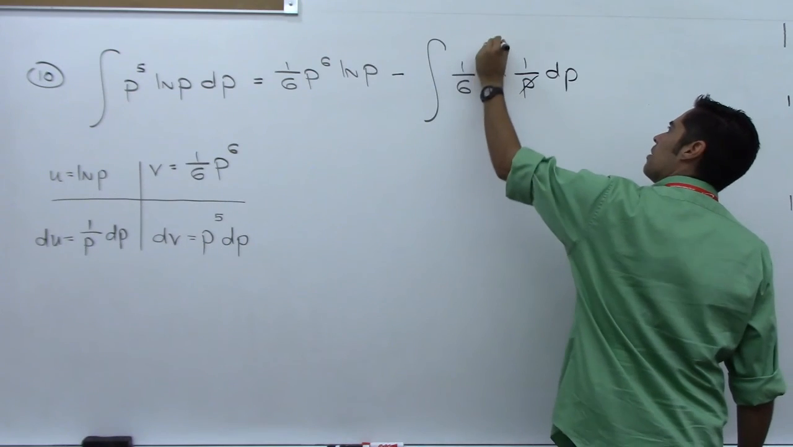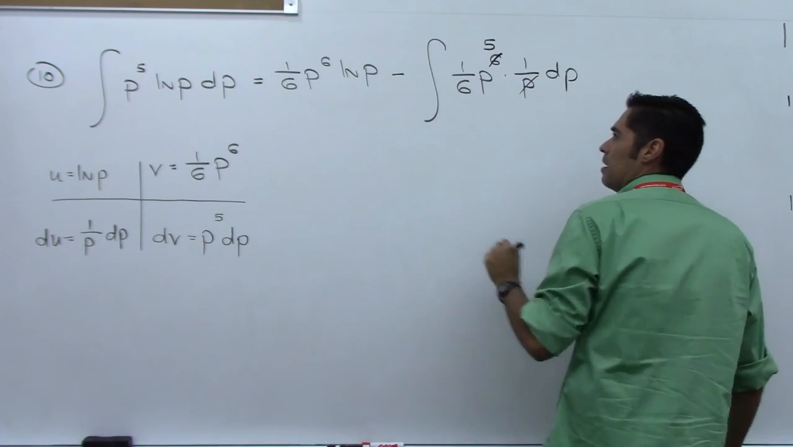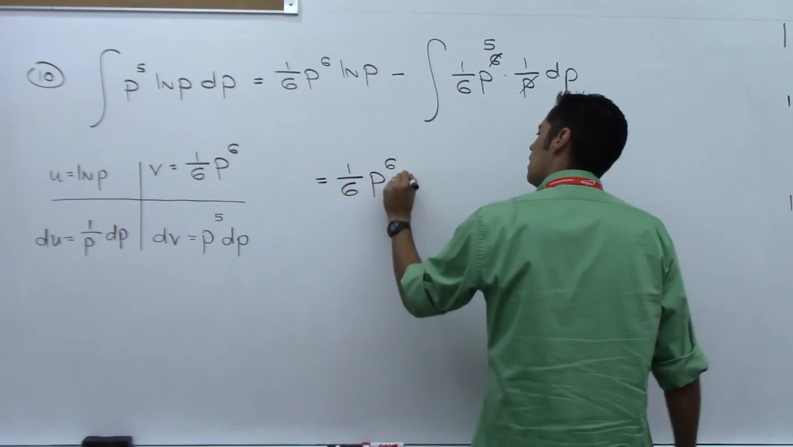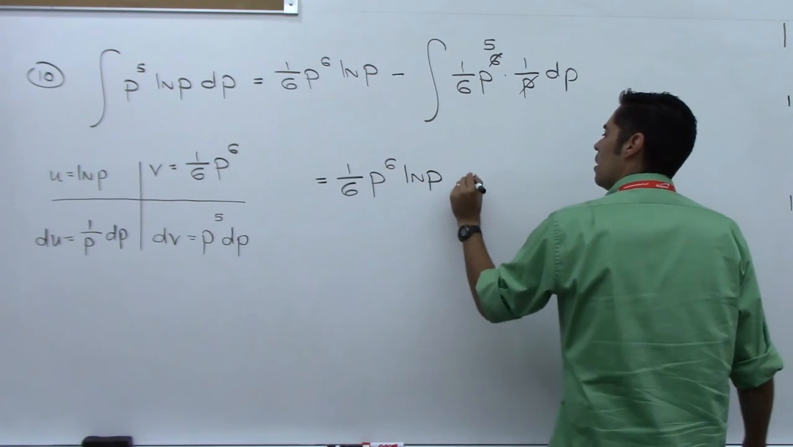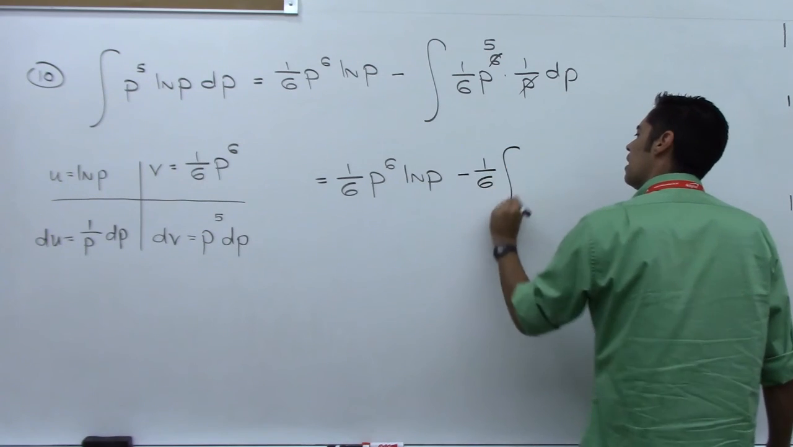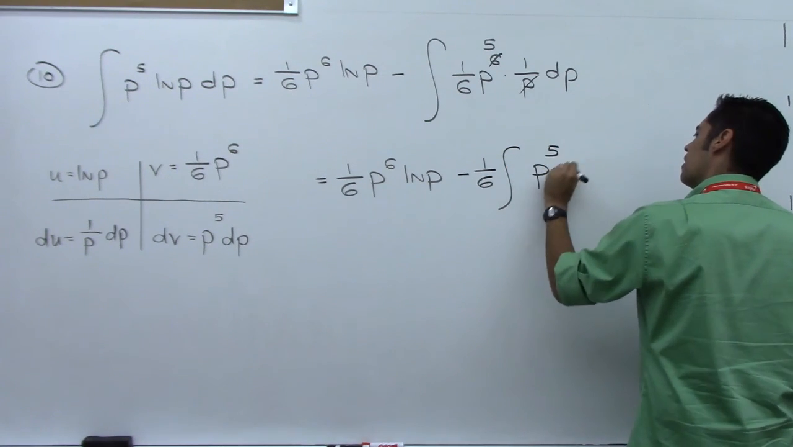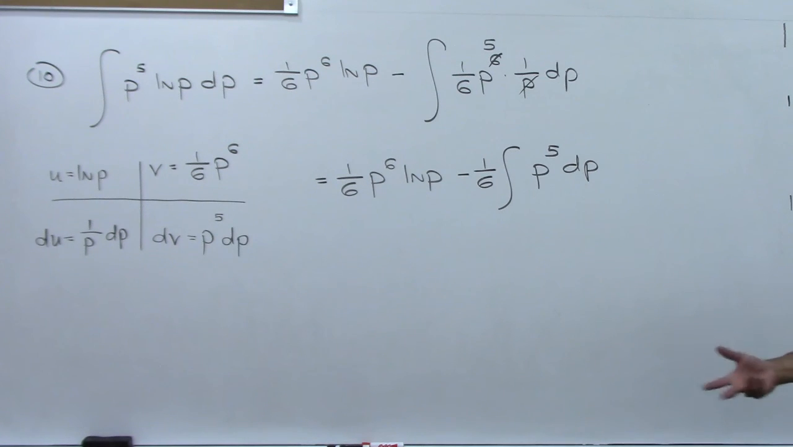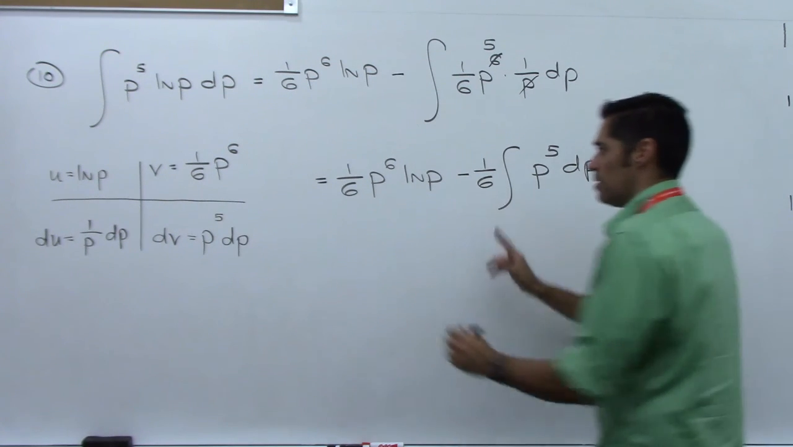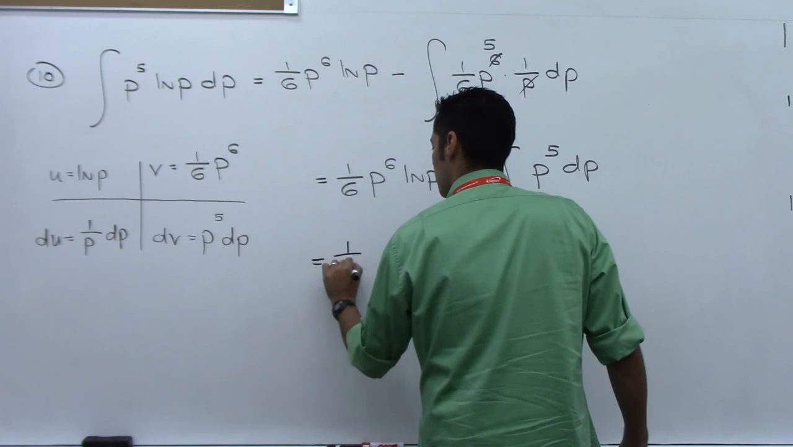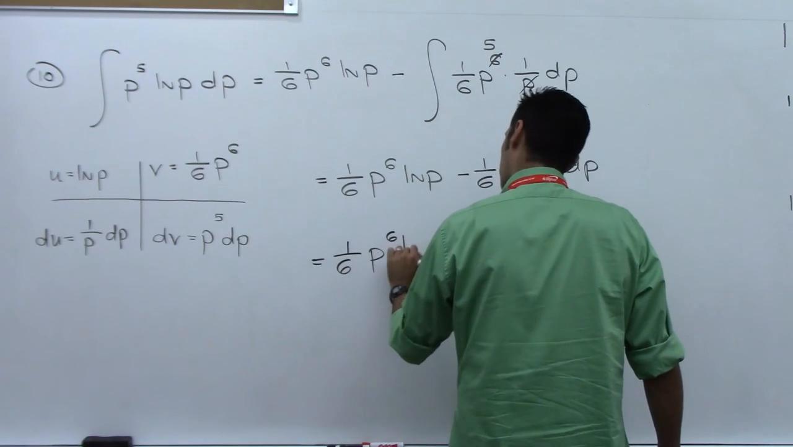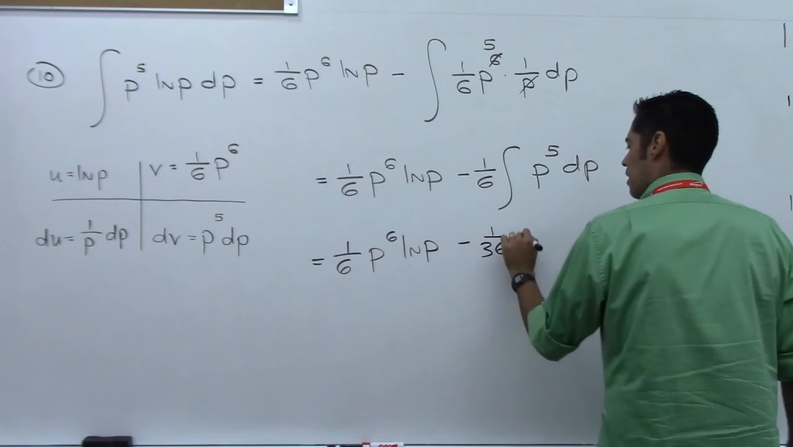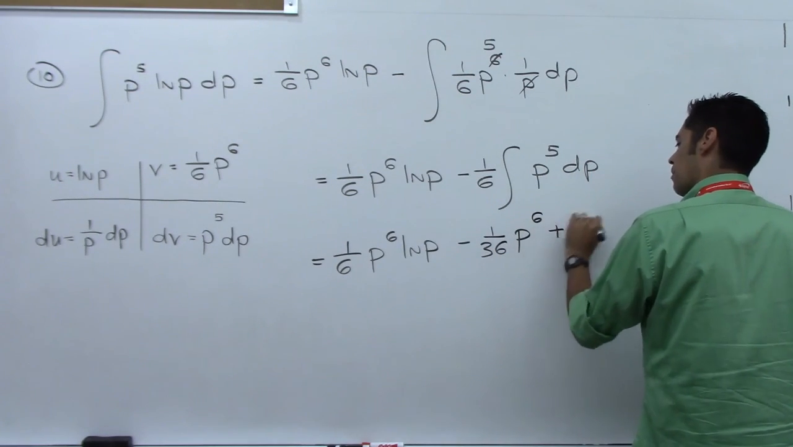One of these p's cancel, it becomes a fifth power. The 1/6 is going to come out. So I have 1/6 p to the 6th natural log p minus 1/6 integral p to the 5th dp. The antiderivative of p to the 5th is 1/6 p to the 6th. So I'm going to get another 1/6 next to that one, which will give me 1/36. So minus 1/36 p to the 6th plus a constant.